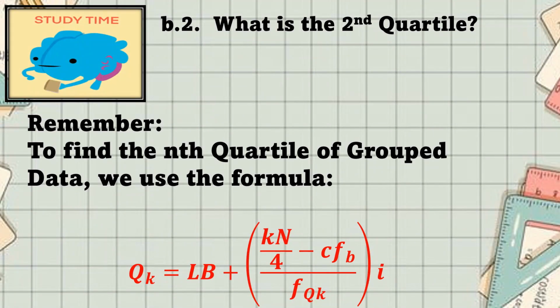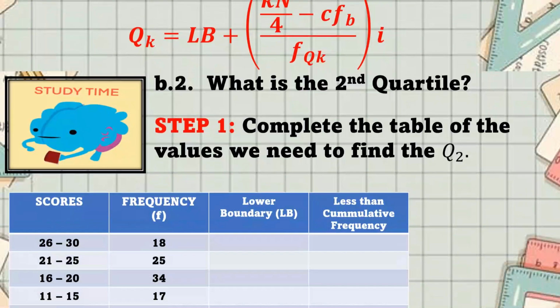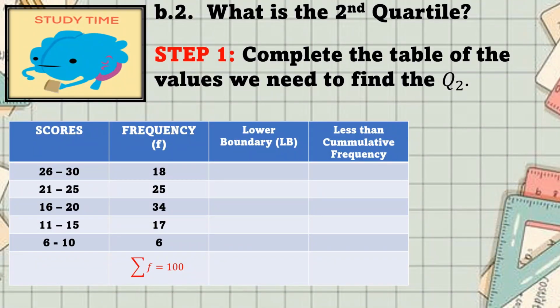Now let us solve for the second quartile. Remember, to find the nth quartile of grouped data, we use the formula Q sub k is equal to LB plus k times n over 4 minus CFB all over FQk times I. So let's just skip this part because it's the same as the process when we solve for the lower boundary and cumulative frequency for our 50th percentile.